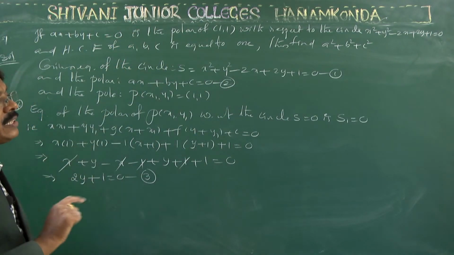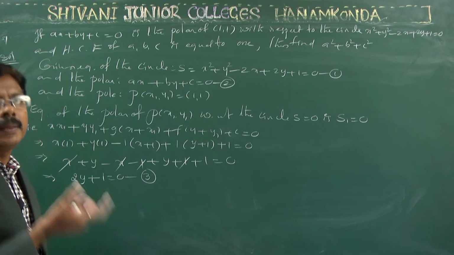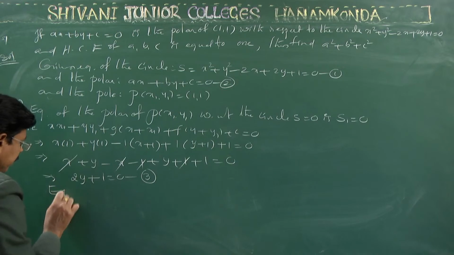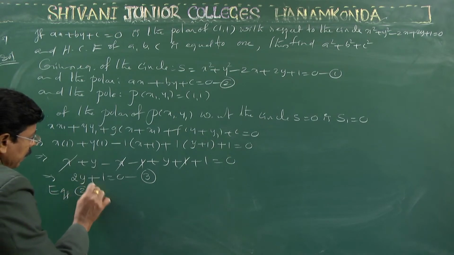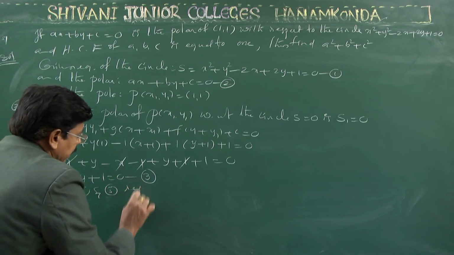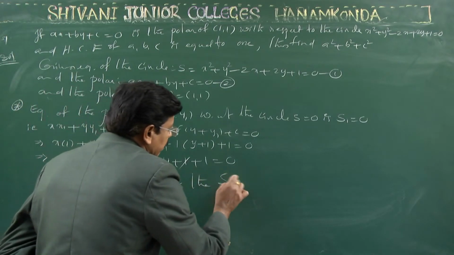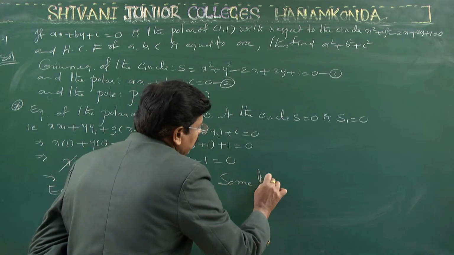What about equations 2 and 3? They represent the same polar of the circle. So equations 2 and 3 represent the same line, meaning the polar is one and the same line.